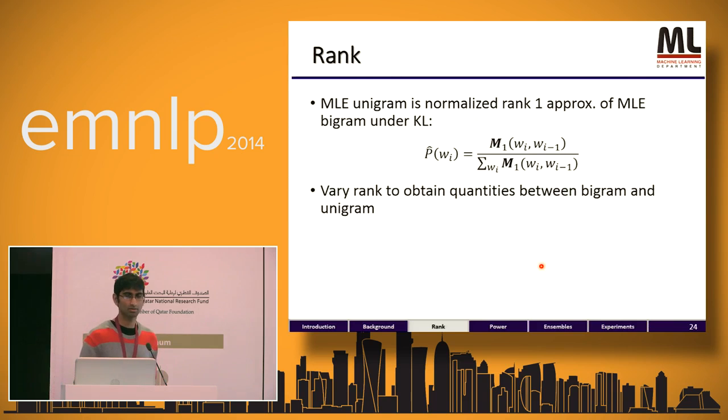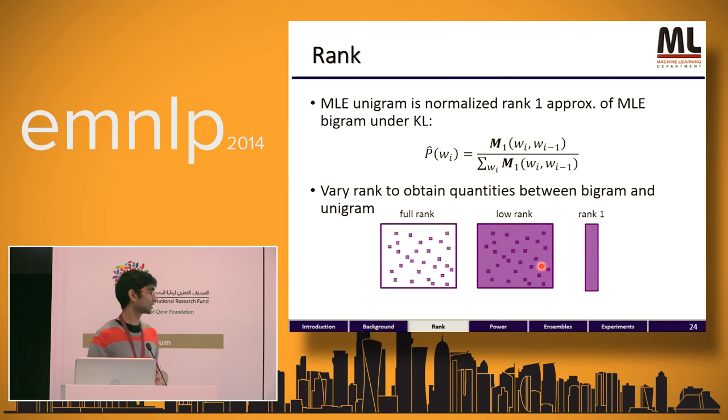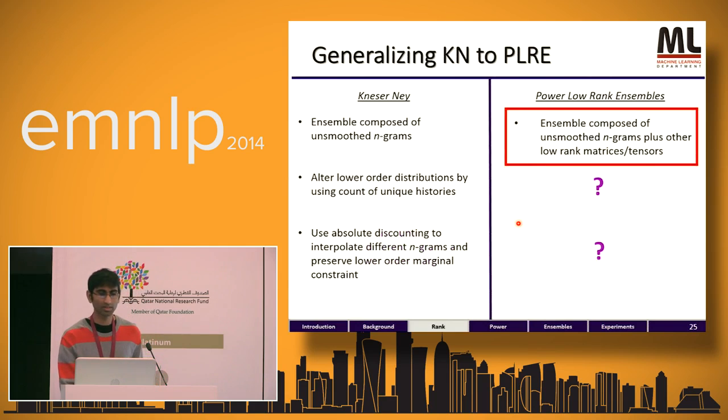And now, we used to just have the bigram and the unigram, which is full rank and rank 1. And now we can have these intermediate quantities that are low rank, somewhere in between 1 and full in our ensemble. And so in our approach, instead of just using the unsmoothed n-grams, we also use these additional low rank quantities to get intermediate levels of dependence.